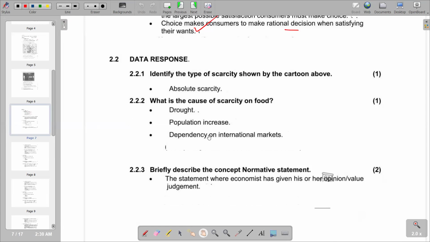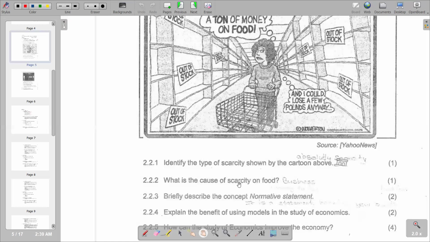So lastly, we've got dependence on international markets. So it can also be a cause of scarcity. But if you look at our question, it's only looking for one cause, because if you go back, you'll see that this question has 1 mark, so we are just going to state one cause. So you can just pick any from those points.